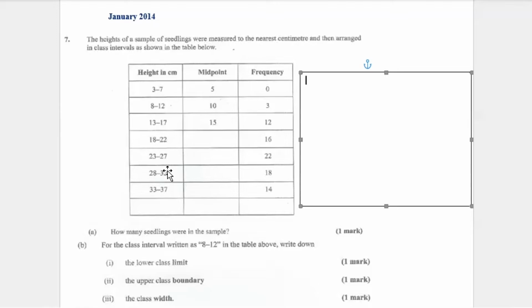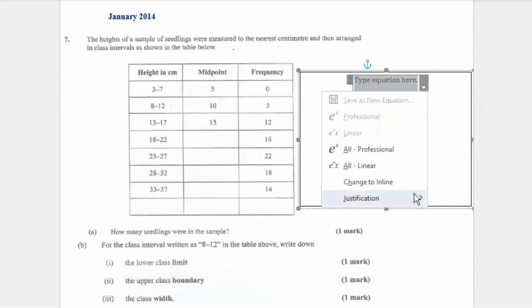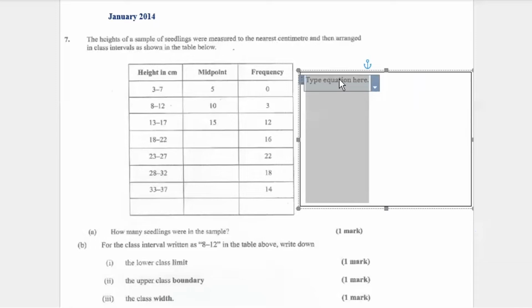So let us go. Question A says, how many seedlings were in the sample? So for us to calculate the seedlings, what we know is that the total frequency is always equal to the total number of sample quantity. Therefore, to get how many seedlings were in the sample, all we need to do is add the frequencies of part A. Total seedlings is equal to total frequency.